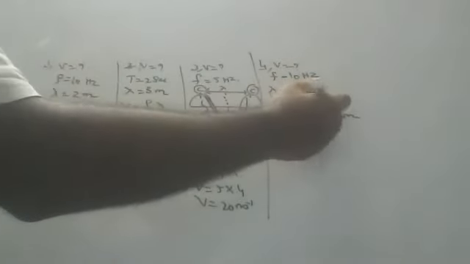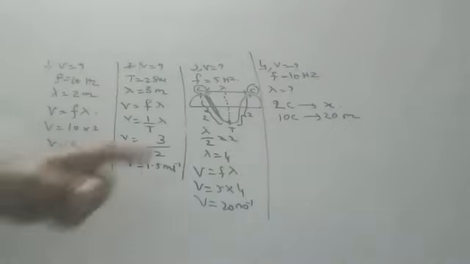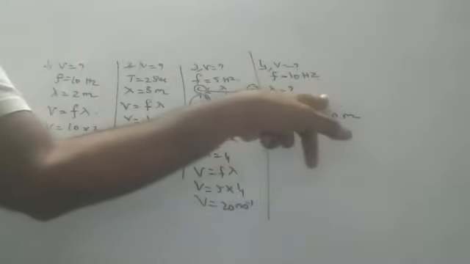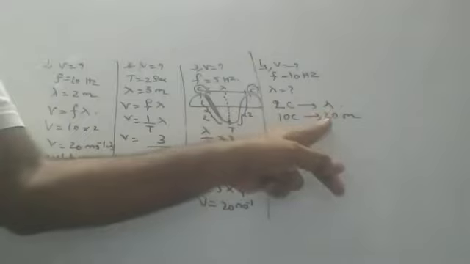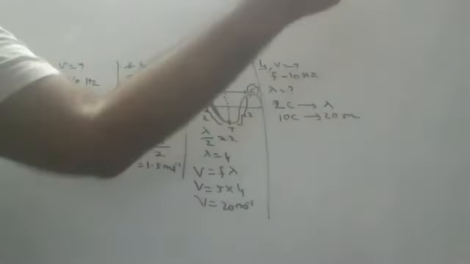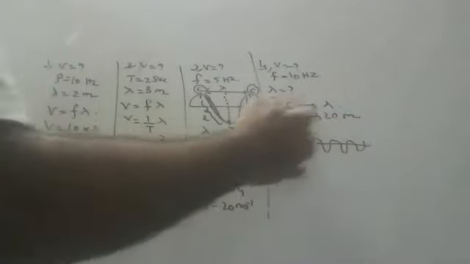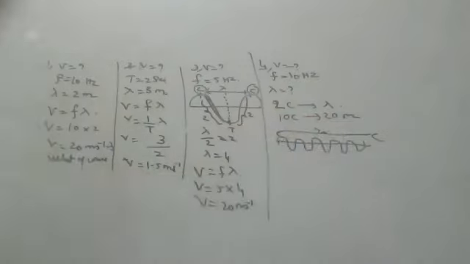What is distance between two crests? Direct proportion. Children, try to understand. Distance between two crests is wavelength. We want wavelength. He gave distance between 10 crests is 20. Between 10 crests means like this, children. Distance between two crests is how much?